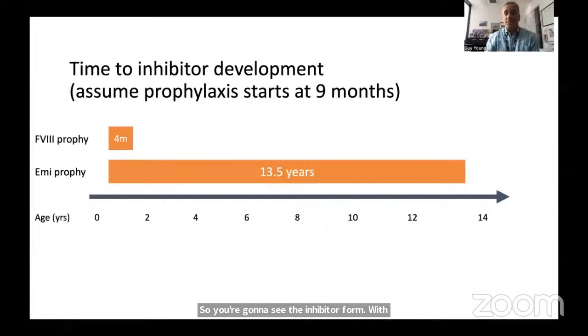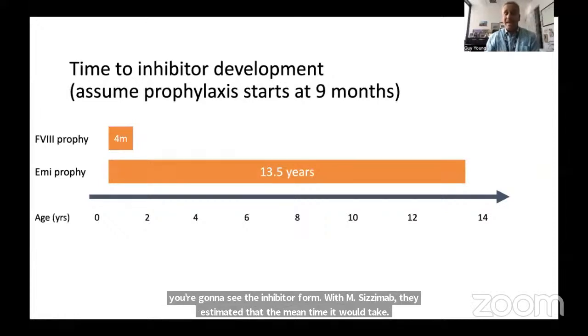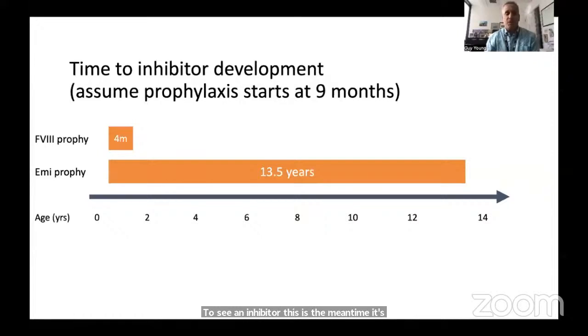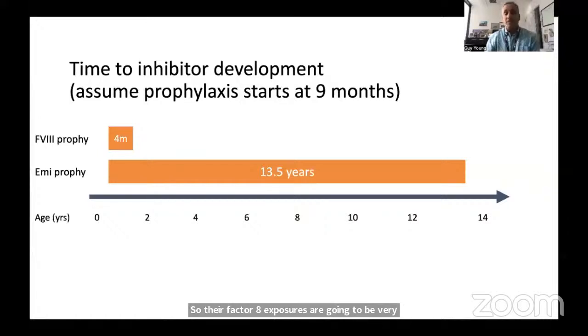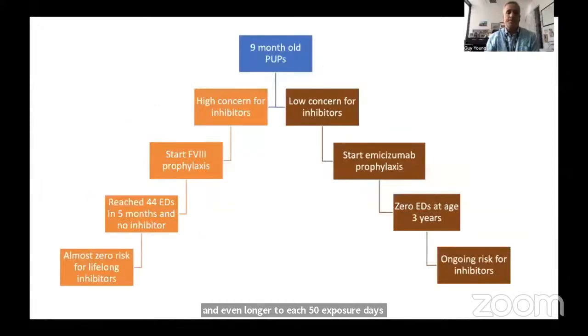With emicizumab, they estimated that the mean time it would take to see an inhibitor is 13.5 years, because we know patients on emicizumab don't bleed very often. So their factor VIII exposures are going to be very infrequent. This is the point I'm trying to make: if somebody's on emicizumab prophylaxis and they only get factor VIII for a bleed here and there or surgery, they're going to get factor VIII very infrequently. It's going to take a long time to reach 20 exposure days and even longer to reach 50 exposure days. So this is the issue I'm talking about with delayed time to inhibitor development.